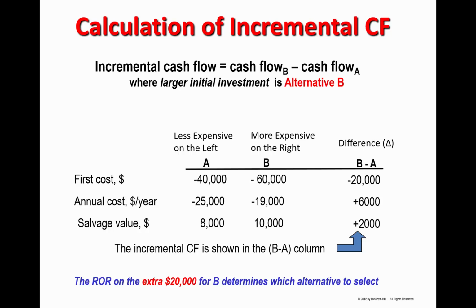The extra $20,000 in this case, the additional cost to buy the more expensive alternative, that is what you're going to analyze. You're going to say, what's the rate of return on that additional investment? And if it's greater than the MAR, then that tells you you should spend the additional money.